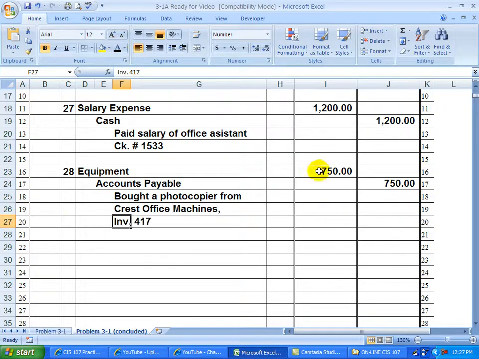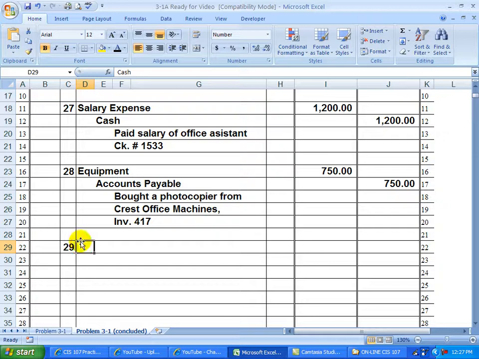So again, every journal entry has an equal debit and an equal credit, and the debit always comes before the credit. The debit is not indented, the credit is indented, the explanation is indented even more. So I'm going to skip a line and go to the 29th.